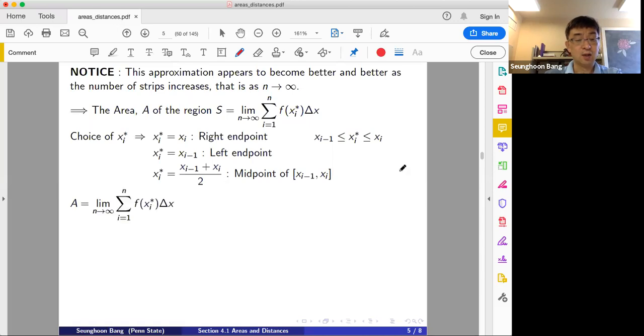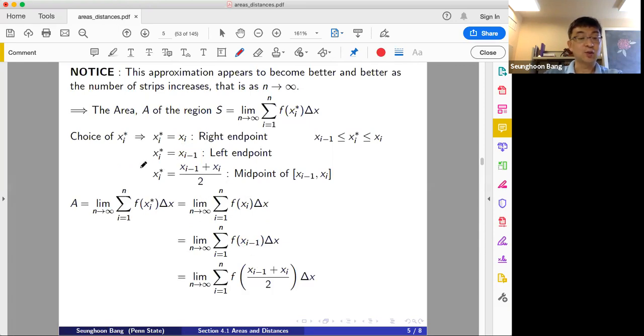What's A? This is the exact definition. You can replace xi star by the right-hand point. It's the same because we can take the limit. We have exactly the same area. The second choice is xi minus 1. The last choice is xi minus 1 plus xi over 2, the middle point. We have 3 kinds of choices.